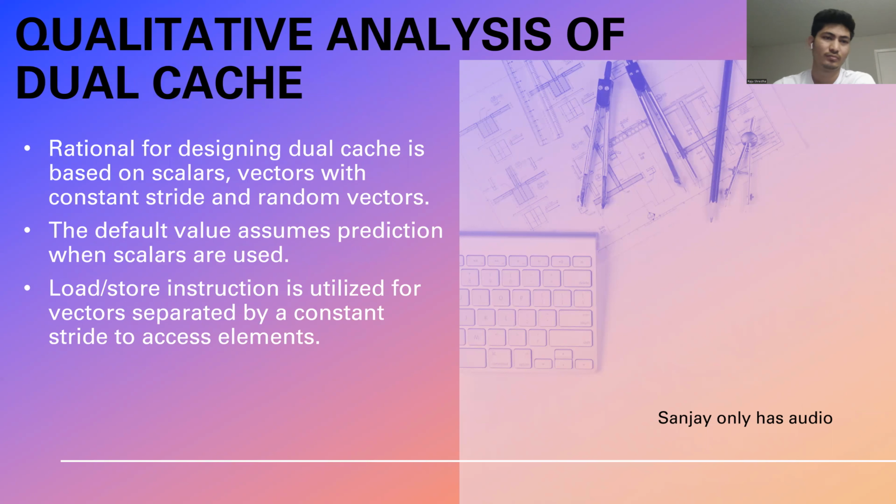Qualitative analysis of dual cache. The rationale for designing dual cache is based on scalars, vectors with constant stride, and random vectors. The default value assumes prediction when scalars are used. A load or store instruction is utilized for vectors separated by constant stride to access elements.